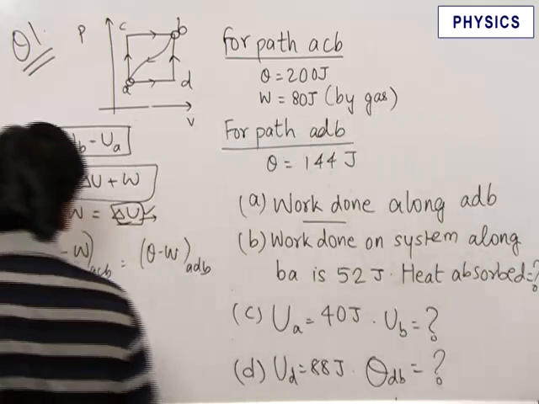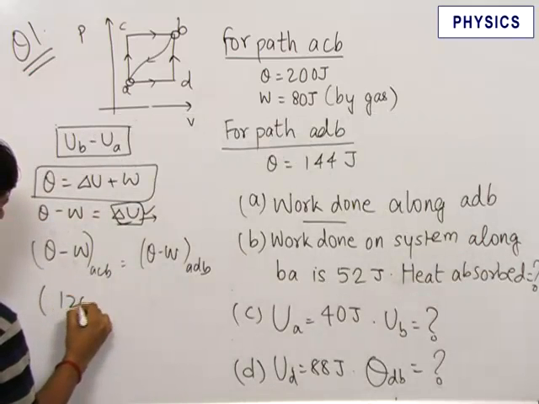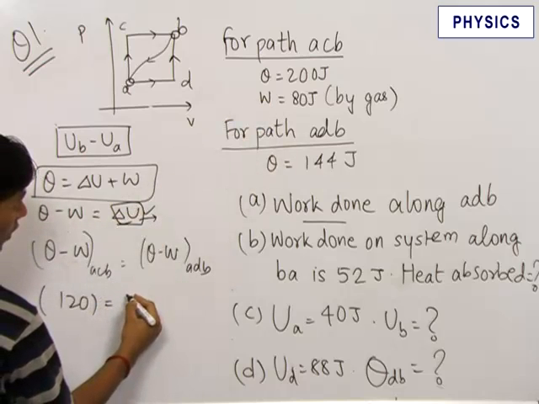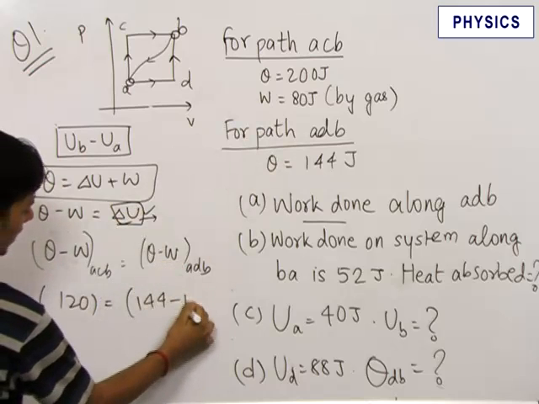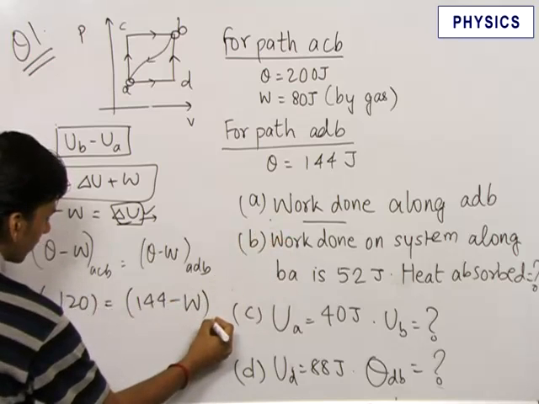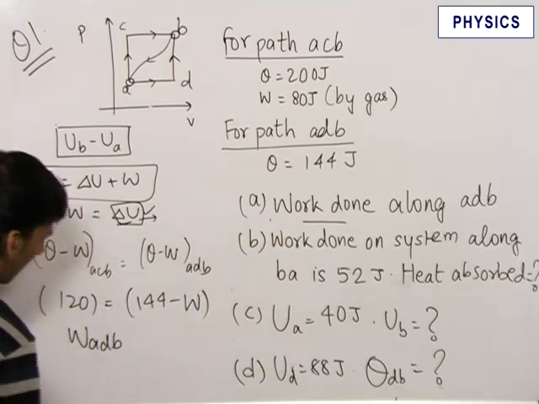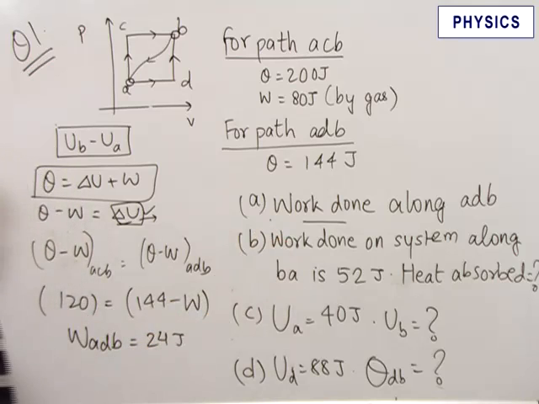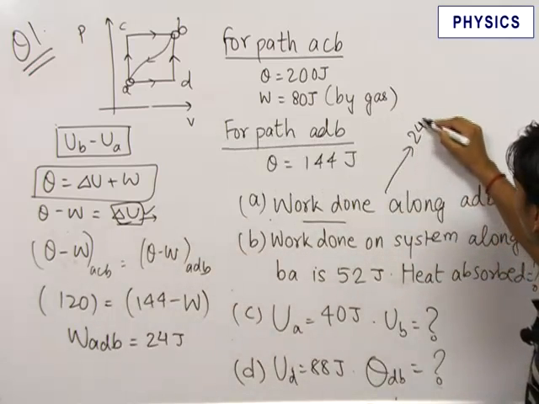Now for the path ACB, Q minus W is given to be equal to 120, that is 200 minus 80. This will be equal to Q, that is 144, minus work done by the gas for the path ADB, which we need to find out. Therefore work done by the gas in the path ADB comes out to be equal to 24 joules. So our answer for the first part comes out to be equal to 24 joules.